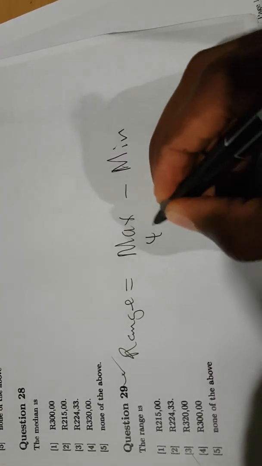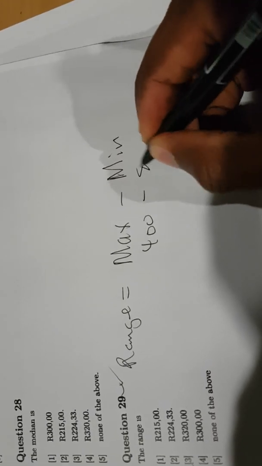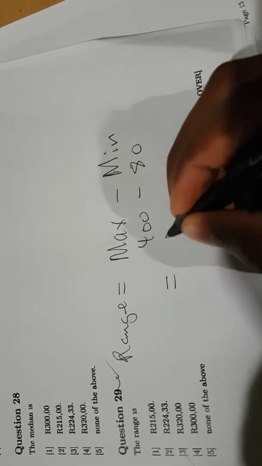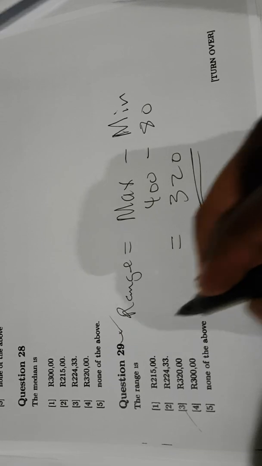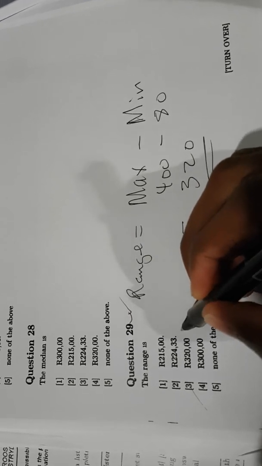So it means it's going to be 400 minus 80. So it's going to be 320. So our range will be 320, which is option number 3. So this is on May June 2010.